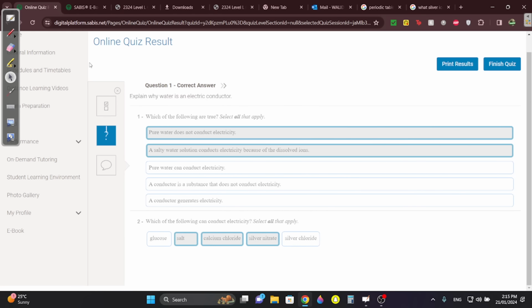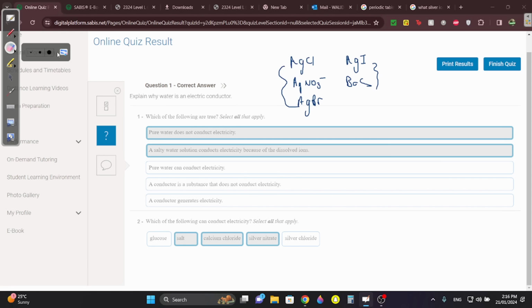Most ionic compounds, once they dissolve in water, will conduct electricity. But there are a few exceptions, ionic compounds that do not dissolve in water. They are AgCl, AgNO3, AgBr, and AgI, and one more, BaSO4. So these five do not dissolve in water. There's a lot more, obviously, but these are the five that were mentioned to us in class. So if they were to ask, you'd say these are ionic compounds, so they dissolve in water, but it's these five exceptions.